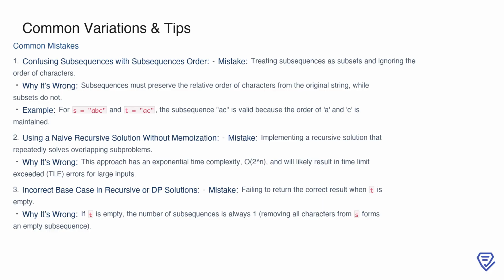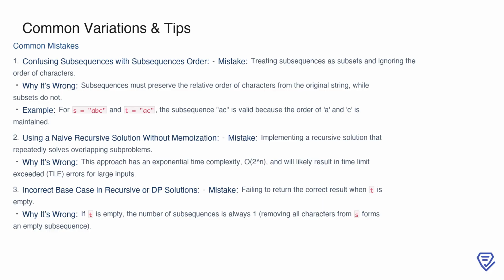Another mistake is using a naive recursive solution without memoization. This approach might seem straightforward at first, but it repeatedly solves overlapping subproblems, leading to exponential time complexity, or O(2 to the power of n). For large inputs, this will almost certainly result in time limit exceeded errors.